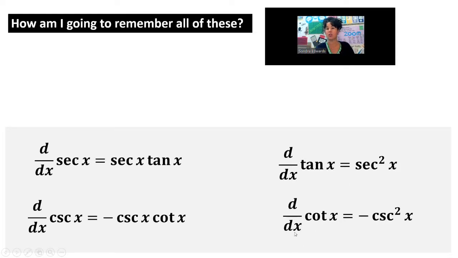Similarly here for the derivative of cotangent. It says negative cosecant squared of x, which is a very nice compact way of writing it.